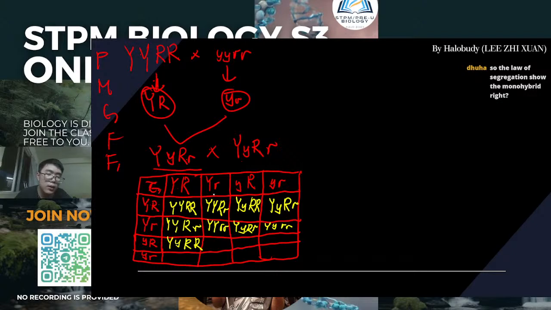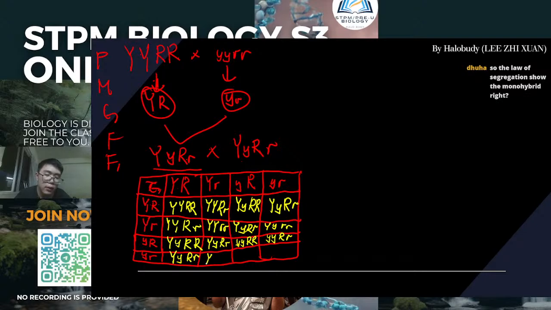And then this one is one capital Y, small y, and one R is capital and another R is small. And then this one, both Y are small, and both R are capital. And then this one both Y are small, one capital R and one small r. And then this one you will get one capital Y, one small y, and you will get one capital R and one small r.